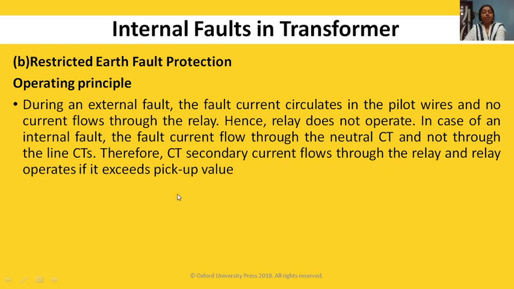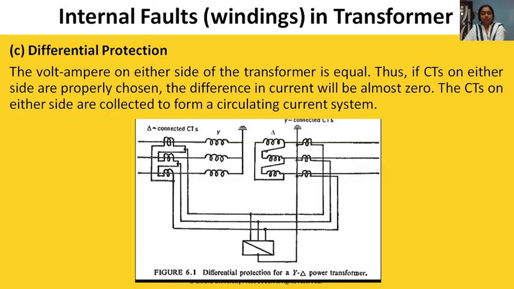At the end, we'll see combined differential and restricted earth fault protection. At the end you will get a slide considering this restricted earth fault protection in differential protection. Now we'll switch over to our third protection, which we are using for internal faults or winding faults in the transformer. We are using this main type of protection, that is called differential protection.